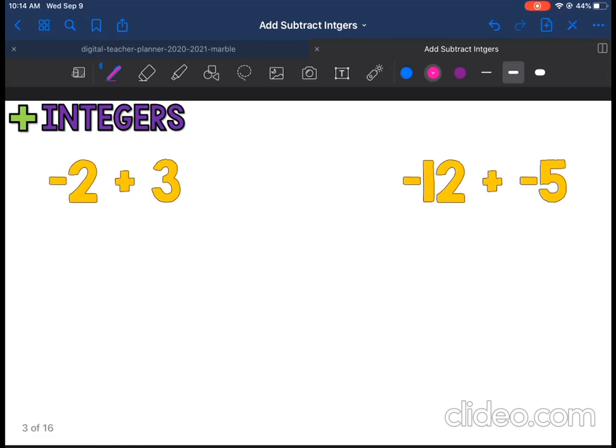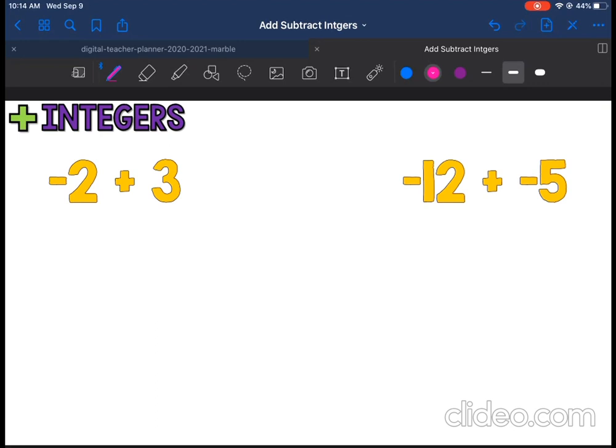Let's look at negative 12 plus negative 5. Miss Shelley. Same sign? Yes. One of the text boxes is missing, and I don't know how to add one. If you double click anywhere on that page, it'll make your own text box. Okay, thank you. You're welcome.